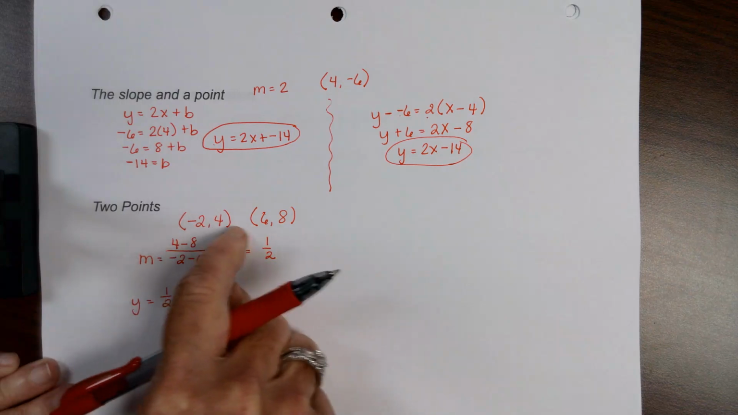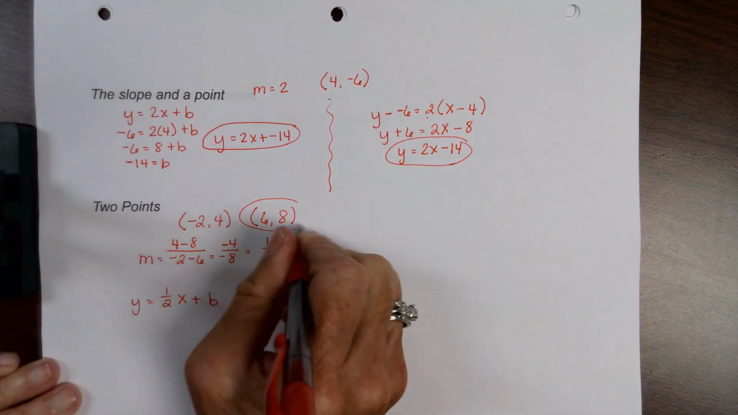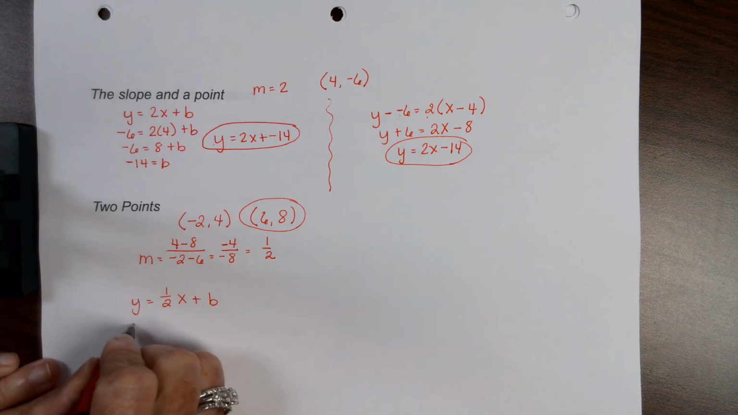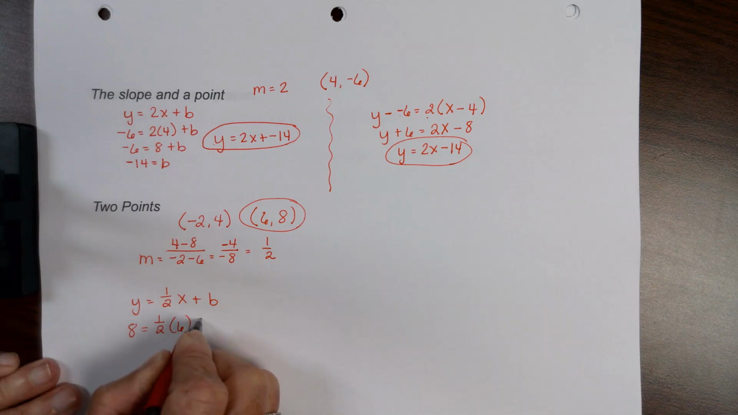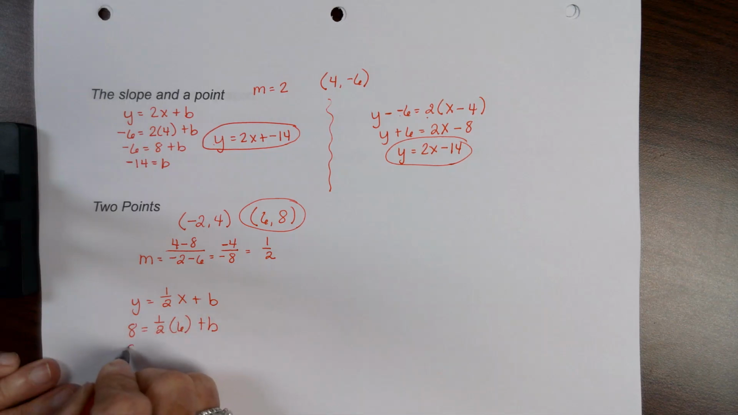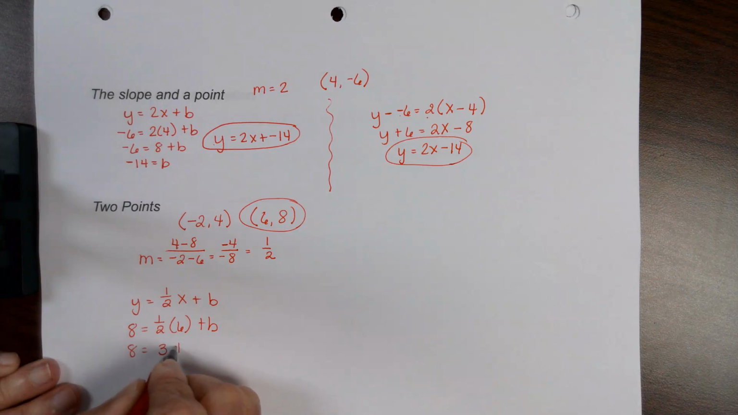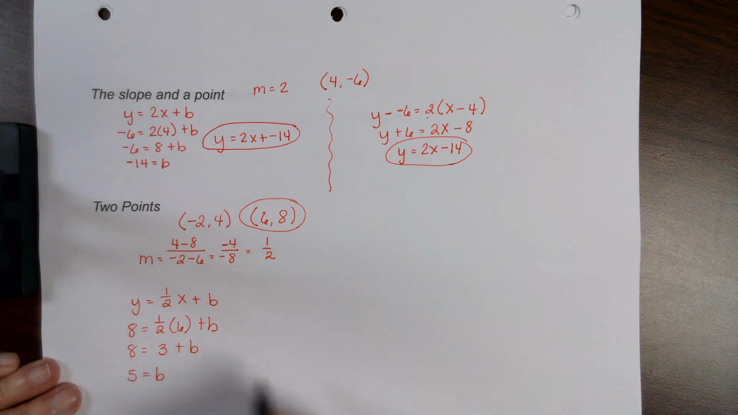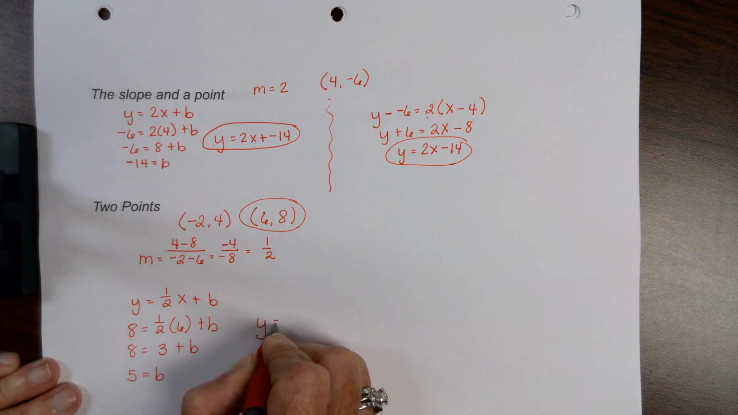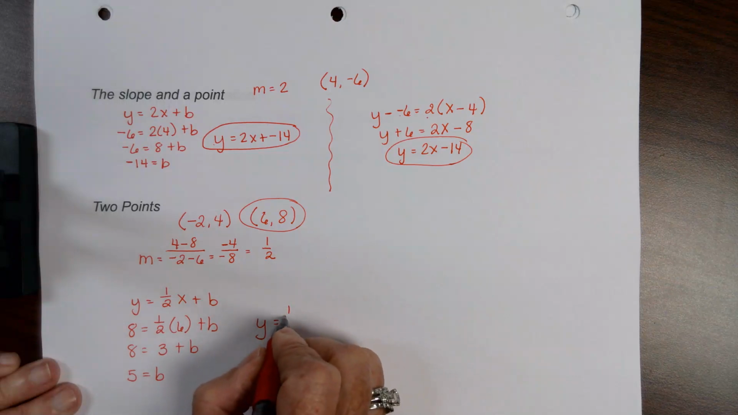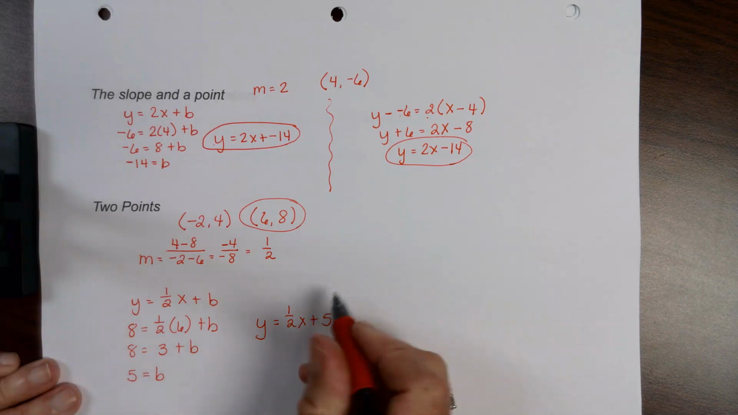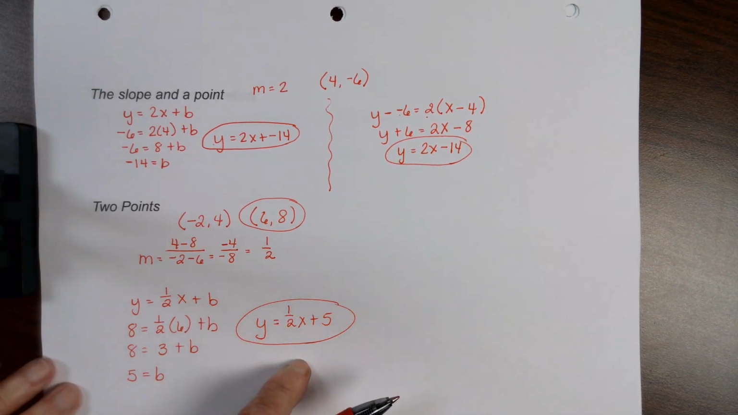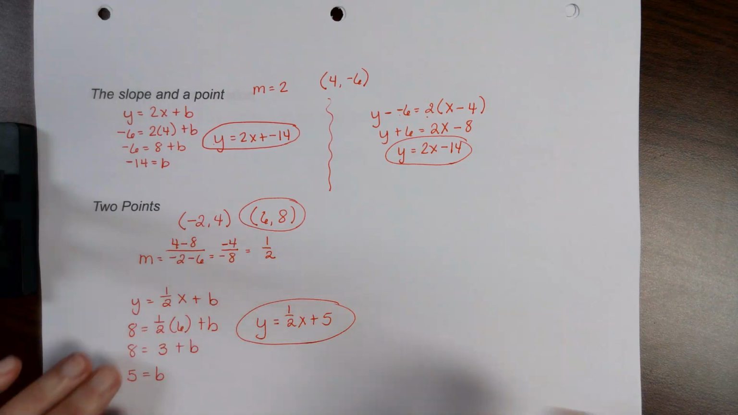Now I have to choose one of these to use. I'm going to choose this one because it doesn't have negatives. So I have 8 is equal to 1/2 of 6 plus b. So 8 equals 3 plus b. I'm going to subtract the 3, and I'm going to find out that b is equal to 5. I plug back in the slope. Remember, the slope was 1/2. And I plug in the y-intercept, or the b. So that's the equation of the line that goes through those 2 points.